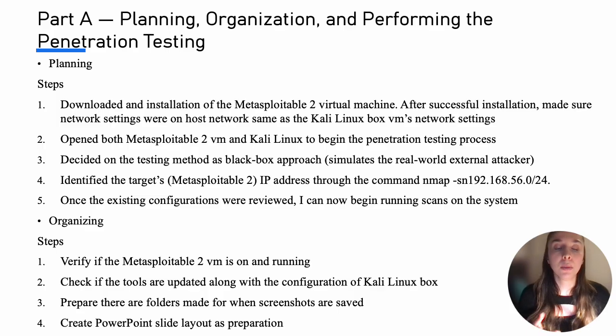Another thing I did was identify the targets, which was the Metasploitable 2 IP address. I did that through the command nmap 192.168.56.0/24. This helped me make sure that I am identifying what the Metasploitable 2 VM's IP address is, and I will be showing you that later down the line throughout the presentation. The next one here is that once the existing configurations were reviewed, I could begin running those scans on the system.